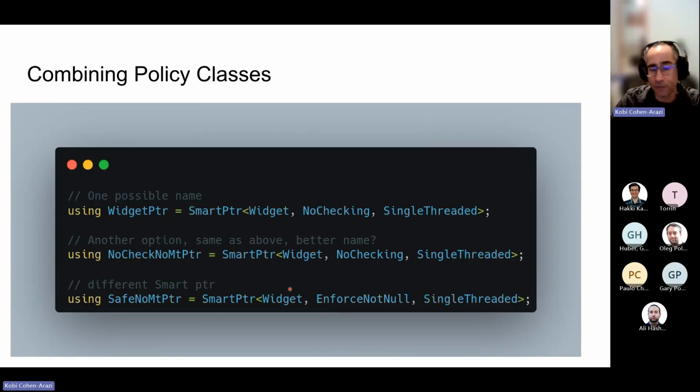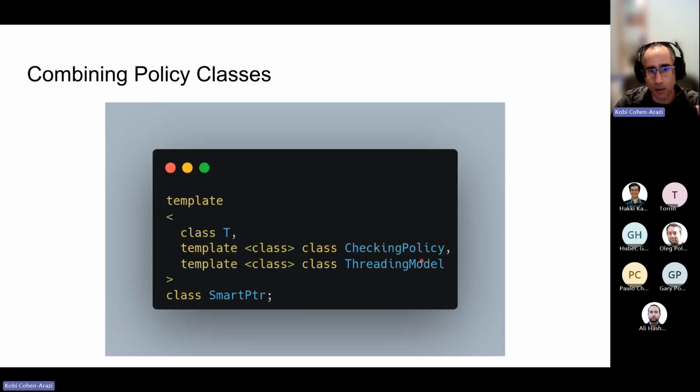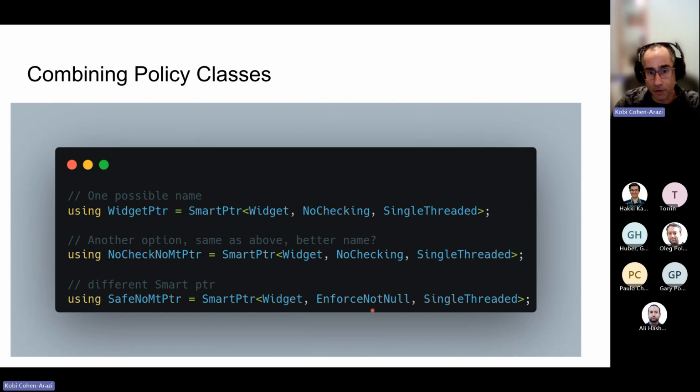So these are three different instantiations for three different use cases of smart pointer. All of them are Widget. Two of them are no checking, so no checking of validity of the pointer. One is enforcing that it's not null. And all of them are single threaded, but I could have multi-threaded. So this is already giving you a glimpse of how powerful it is to start having these combined policy classes.